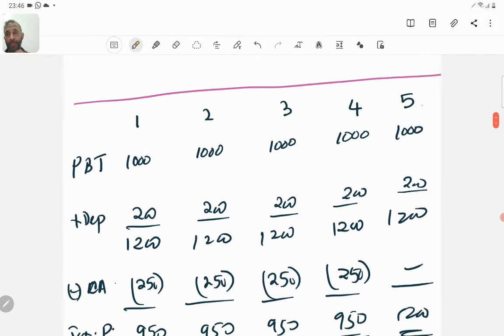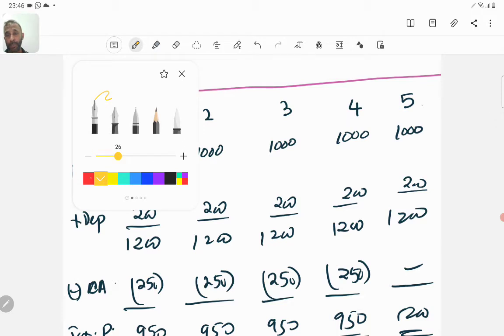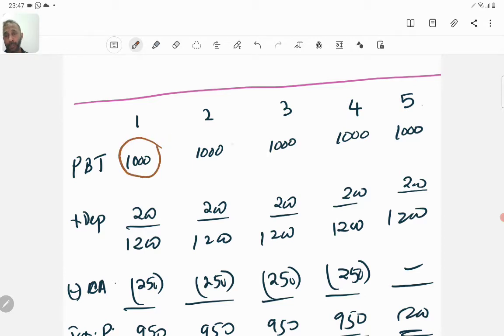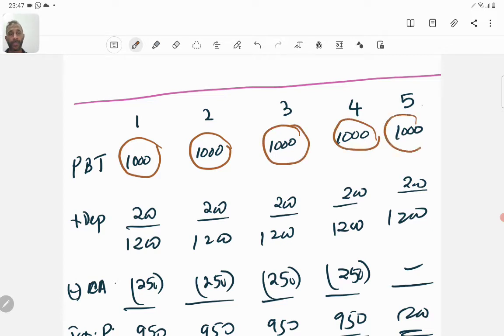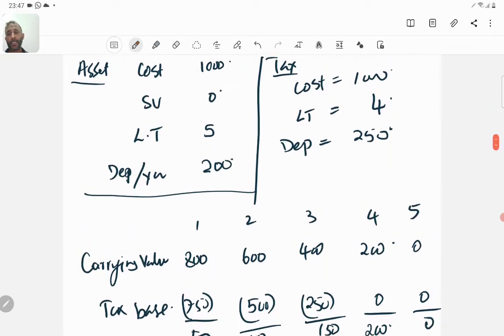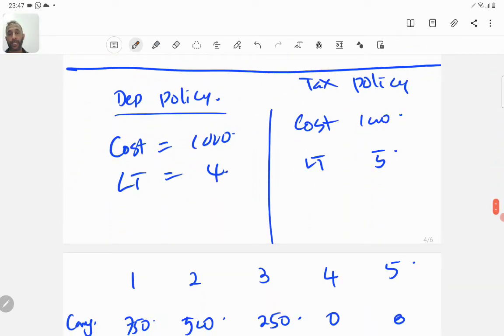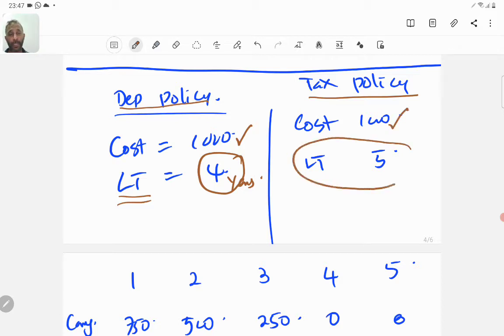Now you see, I have just made up some estimated numbers here. Profit before tax is 1000. For the sake of convenience, I have taken equal numbers, 1000 and 1000. And we purchased one asset, and that asset's cost is $1,000 also. According to the accounting depreciation policy, the lifetime of the asset is 4 years. According to the tax policy, the cost of the asset is still the same, no problem. The lifetime of the asset is 5 years.